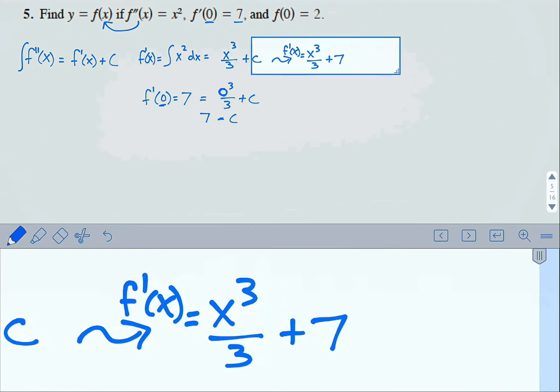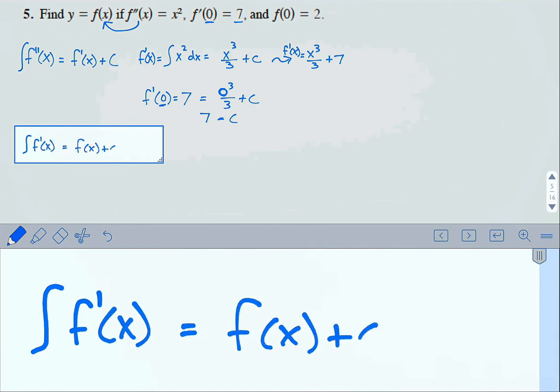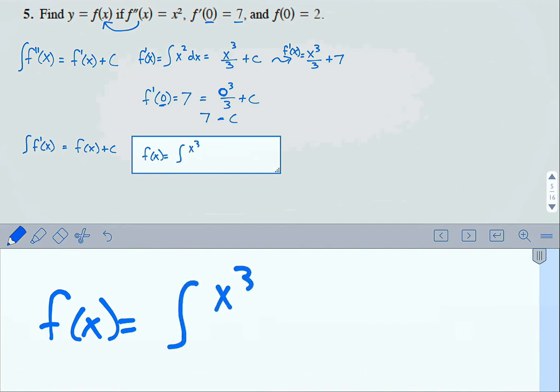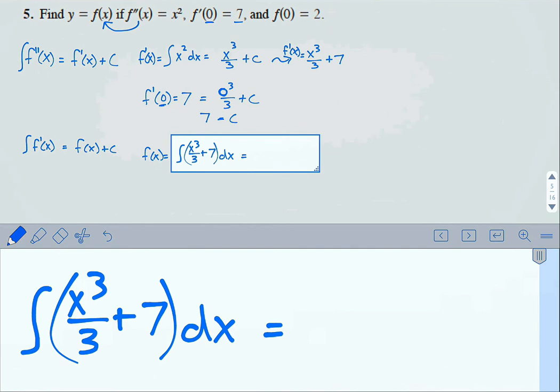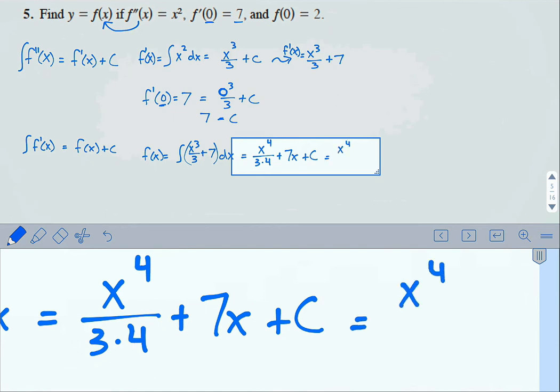Now if we want to go back to f of x, well, if we take the antiderivative of f prime of x, then we get f of x plus c. Okay, so f of x is going to equal the antiderivative of x cubed over 3 plus 7 with respect to x. So we can use our power rule for integration. So we get x to the 4th over, now it's 3 times 4, plus 7x plus c. And I'll just rewrite this as x to the 4th over 12 plus 7x plus c.